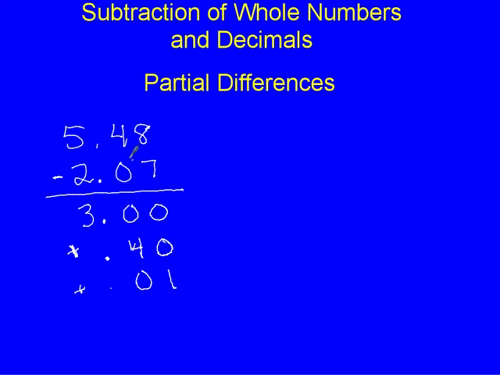So 5 and 48 hundredths minus 2 and 7 hundredths is 3, plus 4 tenths or 40 hundredths is 3 and 40 hundredths, plus 1 hundredth is 3 and 41 hundredths.